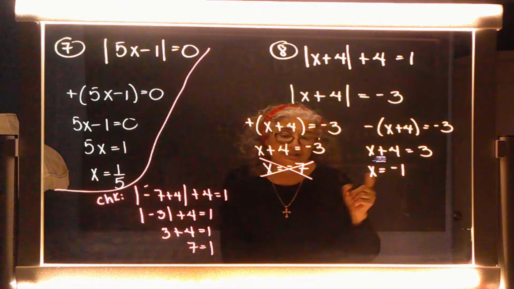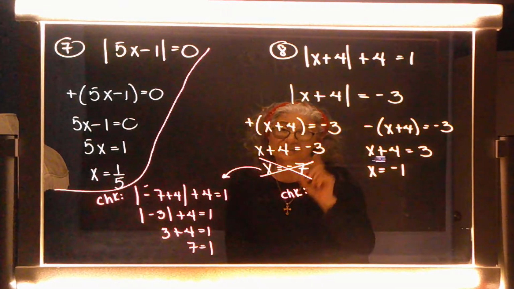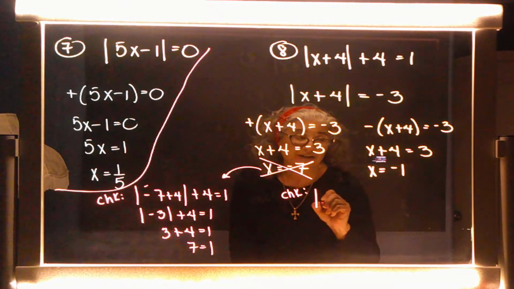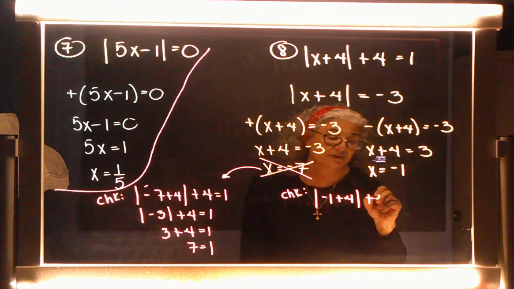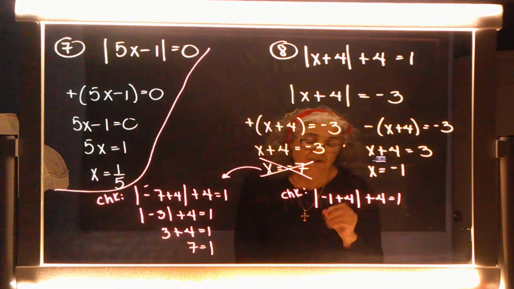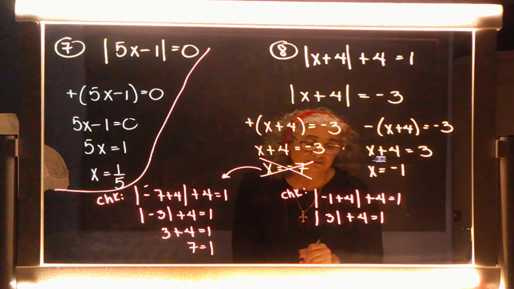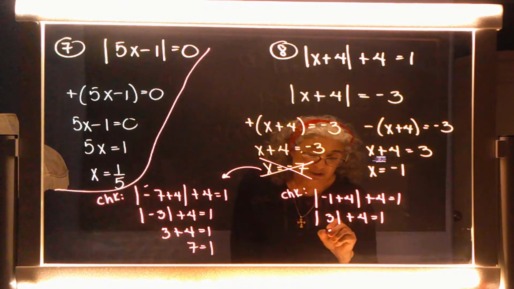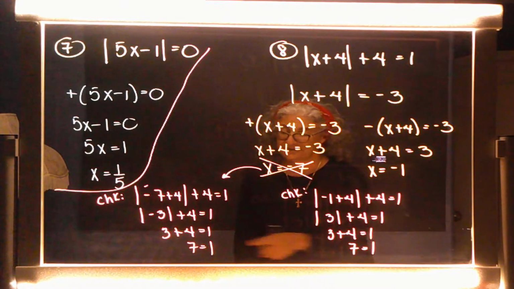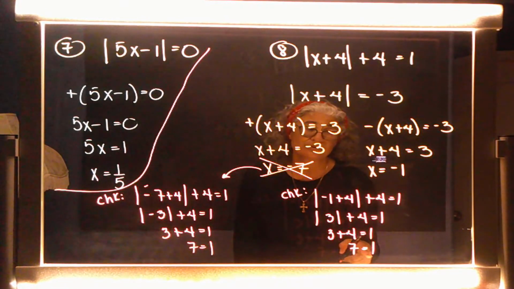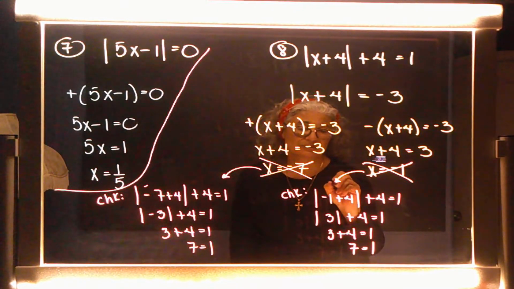Uh-oh. Let's check this one. So this one didn't check. Let's check the other one. I have the absolute value of -1 plus 4 plus that 4 equaling 1, correct? Okay, so inside here would be a +3 plus 4 equaling 1. Well, what's the absolute value of 3? 3, so I have 3 plus 4 equaling 1. I have 7 equals 1. Wait, that's not true. Wait, this doesn't work either? You're like, what the heck's going on here? Two answers and neither one of them worked?